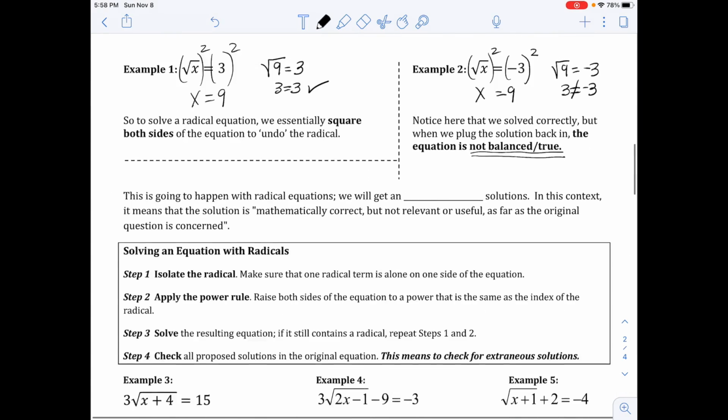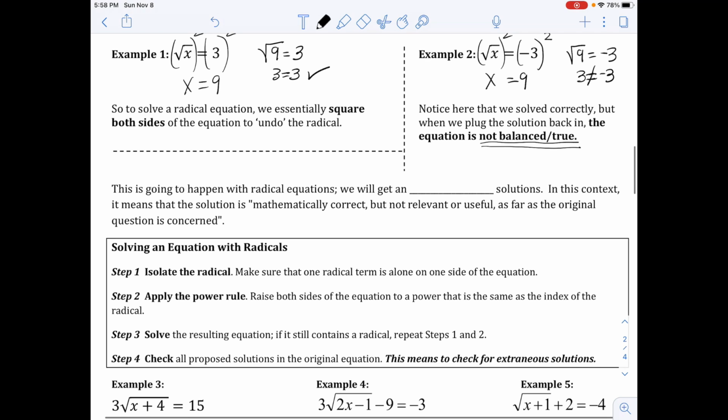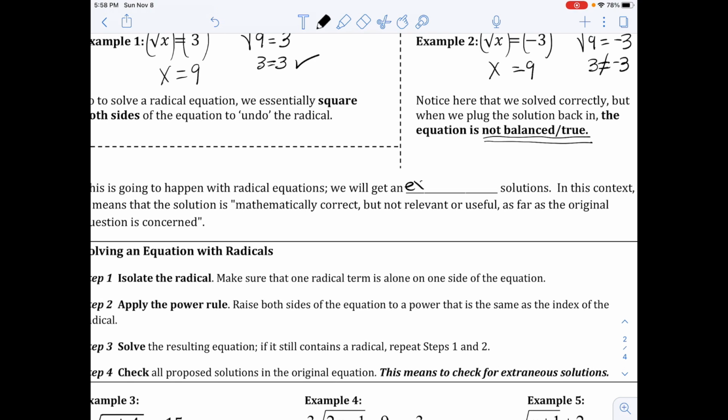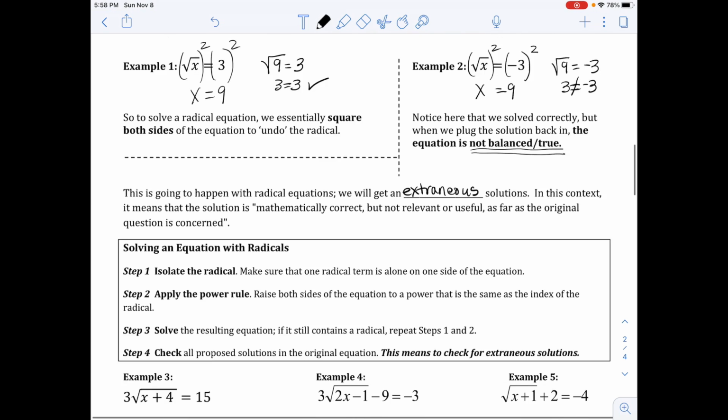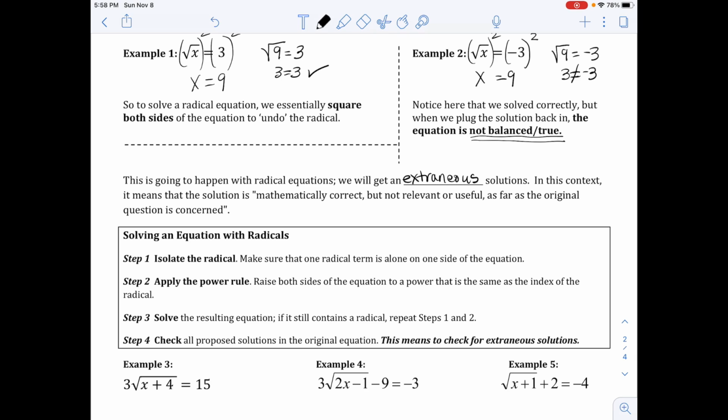This is going to happen with radical equations. We will get something called an extraneous solution. In this context, it means its solution is mathematically correct. But as far as plugging it back into the original equation, it doesn't make it true. So you've done the math correctly, you've ended up with this equation, but then when you go to plug it back in, it makes the equation untrue. So we label that solution as an extraneous solution.